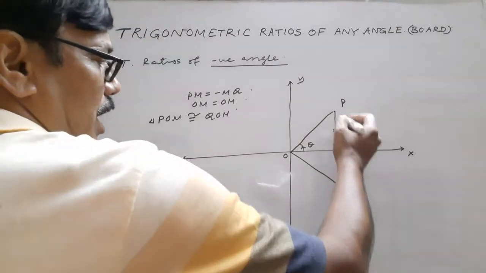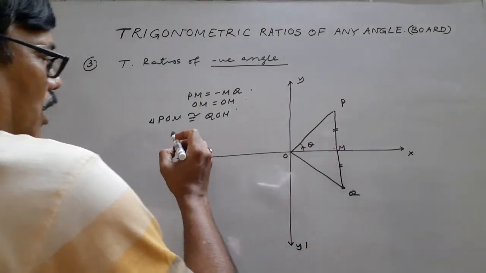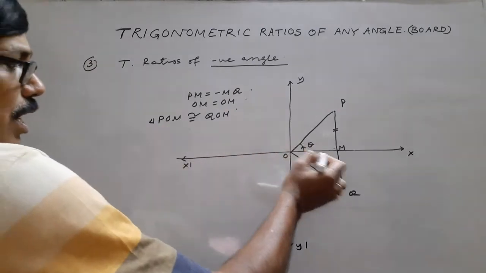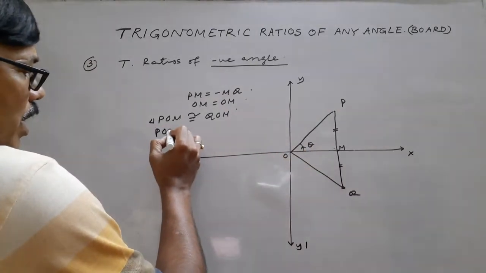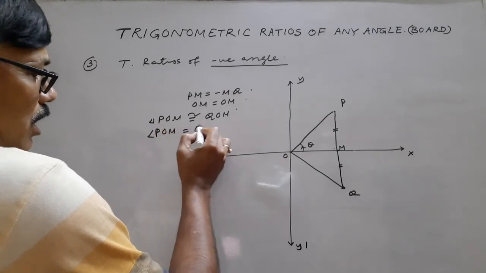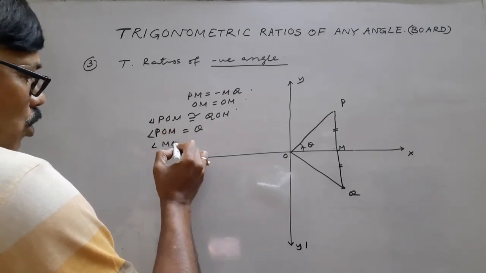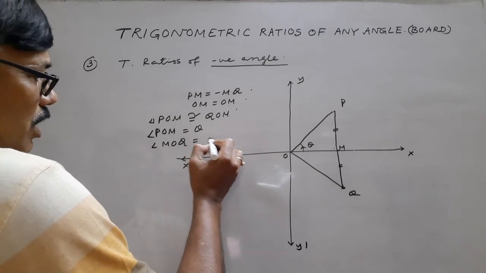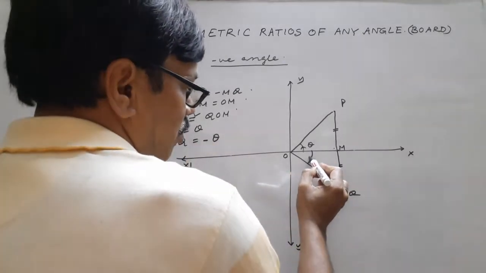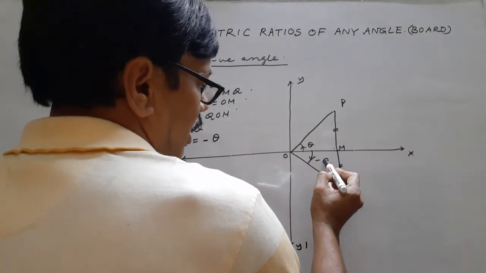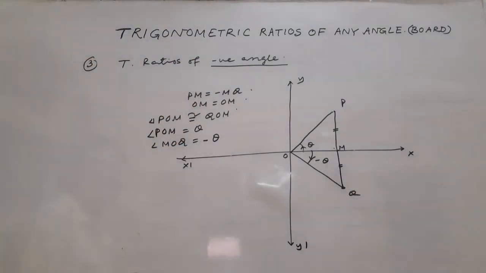So this is PM, the opposite side to angle theta. So this angle is theta, so POM is theta. So angle MOQ is also theta, but it is negative, because their magnitude is the same, but we are taking it in the clockwise direction.